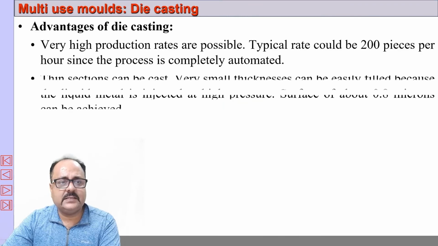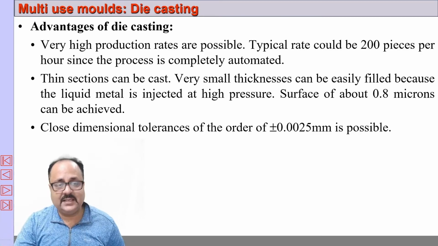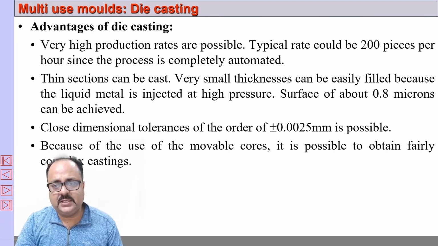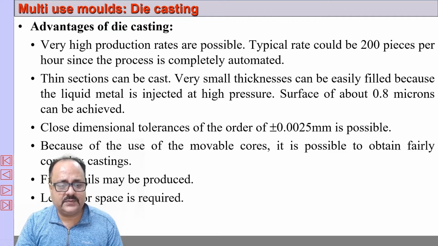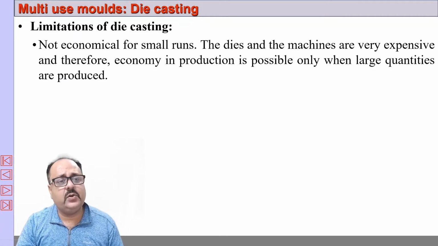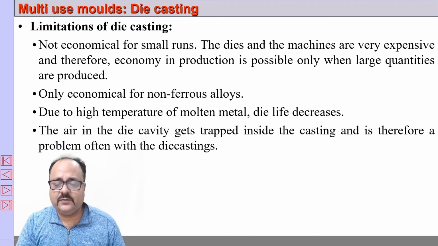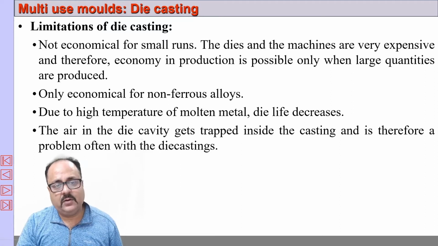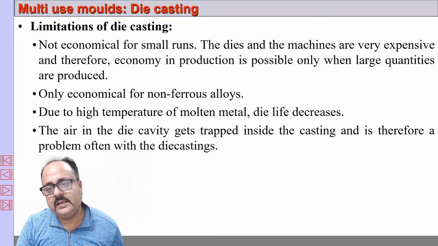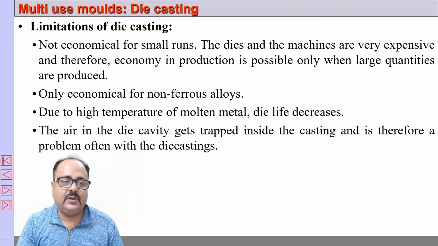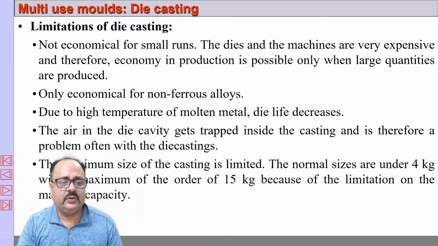Some advantages of die casting are that the production rate is very high, thin sections can be cast, close dimensional tolerance can be achieved, movable cores and fine details can be produced, less floor space is required, and normally it is CNC controlled. It is not economical for small runs, and only economical for non-ferrous alloys. Ferrous alloys cannot be cast due to the high temperature of the molten metal. Die life is less, die cost is also high, and one problem is that air may be entrapped, so we have to be very careful while carrying out this process, and the maximum size is also limited.